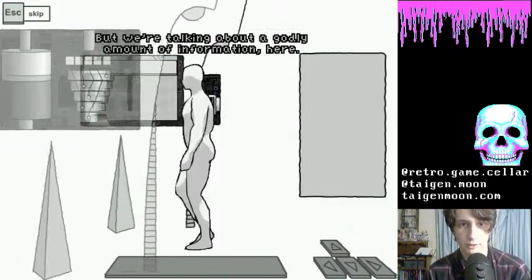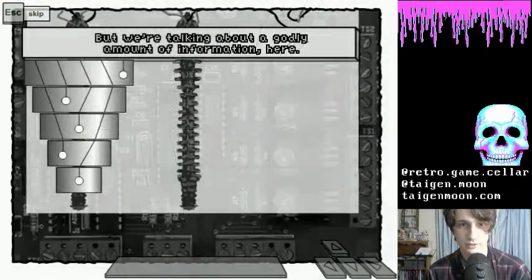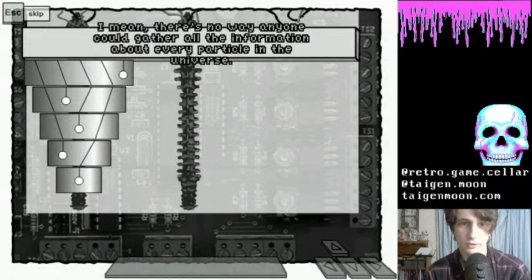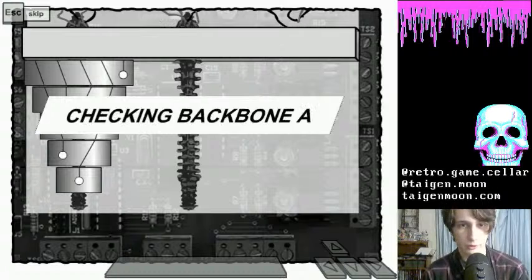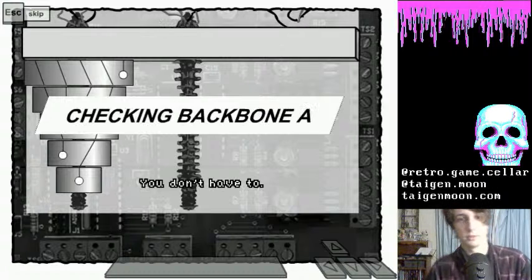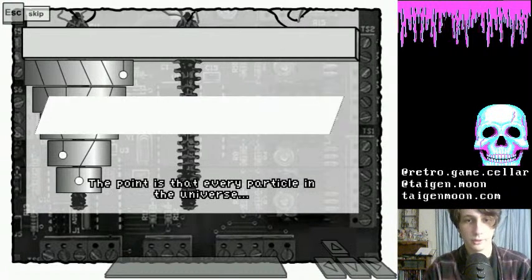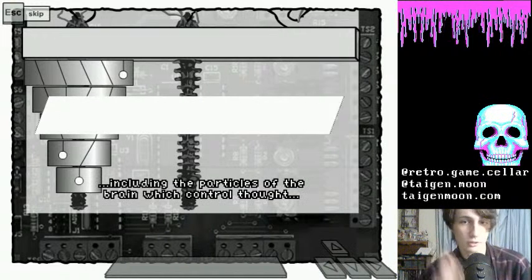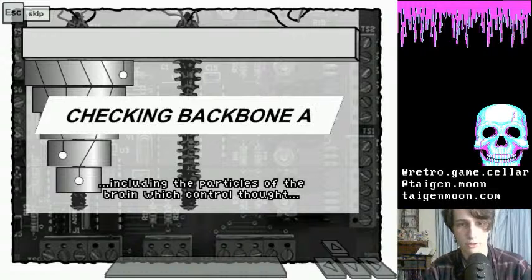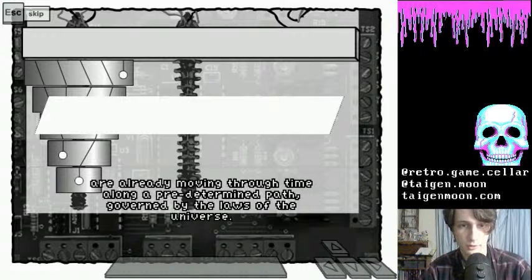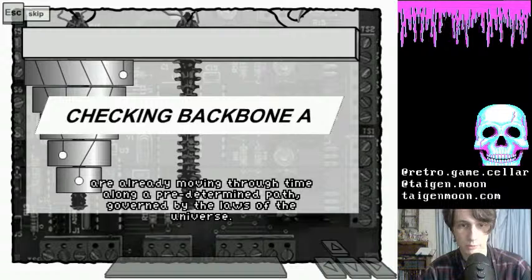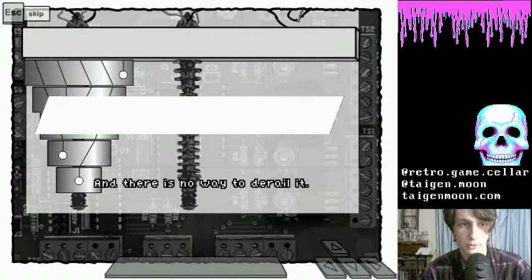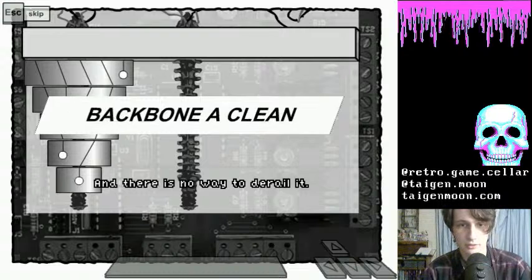But we're talking about a godly amount of information here. We're back at this screen. I mean, there's no way anyone could gather all the information about every particle in the universe. You don't have to. The point is that every particle in the universe, including the particles of the brain which control thought, are already moving through time along a predetermined path governed by the laws of the universe. And there's no way to derail it, I guess.